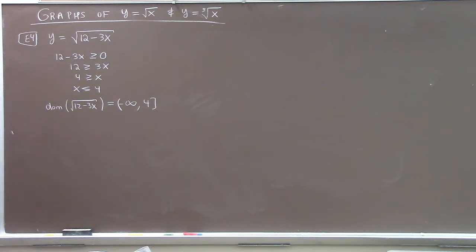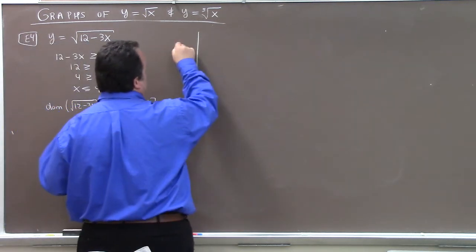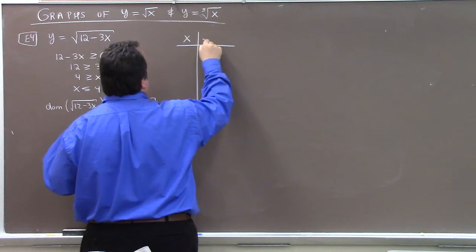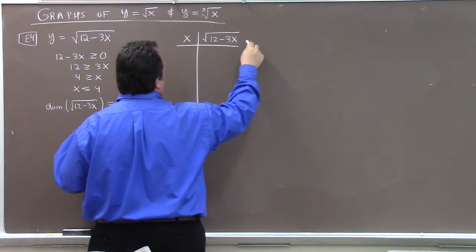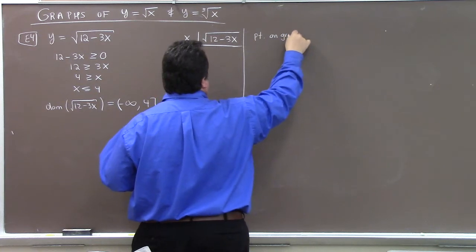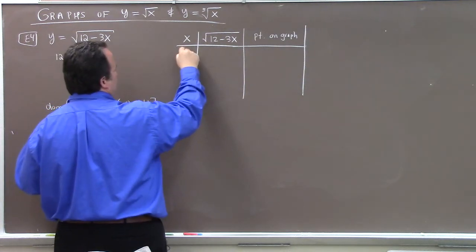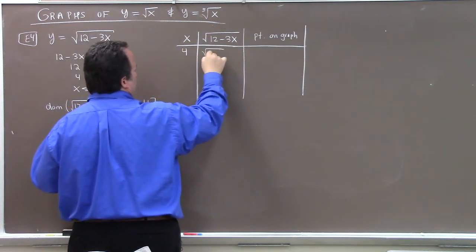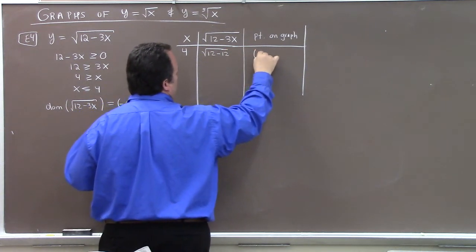To understand what this graph looks like, I should make a table of values that has 4 as its rightmost point, and then go more negative past that. So I'll make my table of values here. Here's my x, here's my square root of 12 minus 3x, and over here I'll put point on graph, which is kind of a duh column, but there we go. Let's start with 4. That's an easy one. We get the square root of 12 minus 12, since 3 times 4 is 12. So we get 0, and the point on the graph is (4, 0).